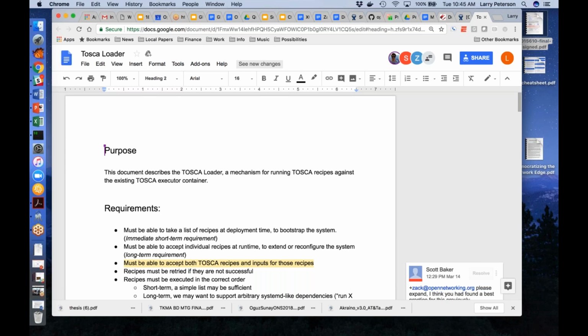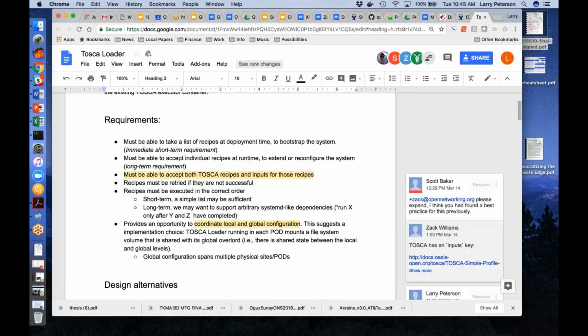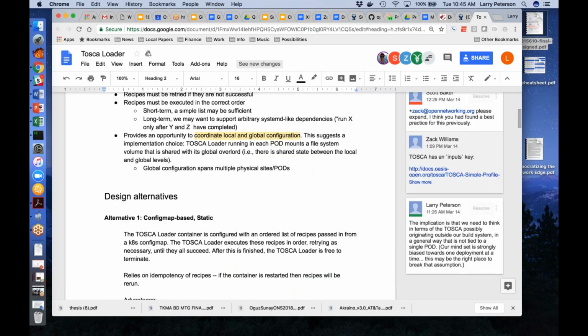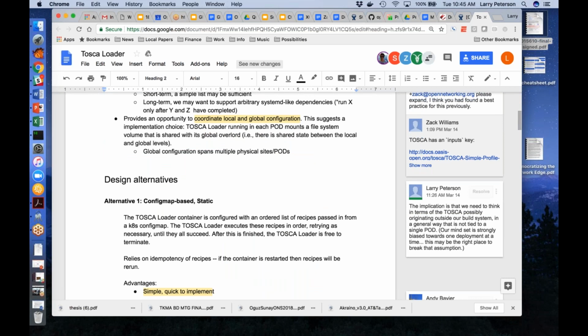Does that imply that it's idempotent, that it can be applied multiple times after a partial failure and things will still be okay? Yeah, so our approach right now is that it's idempotent and the container is very simple. All it does is take a list of recipes via Kubernetes config map, run them until the entire list succeeds. If any recipe fails, the container crashes and restarts.